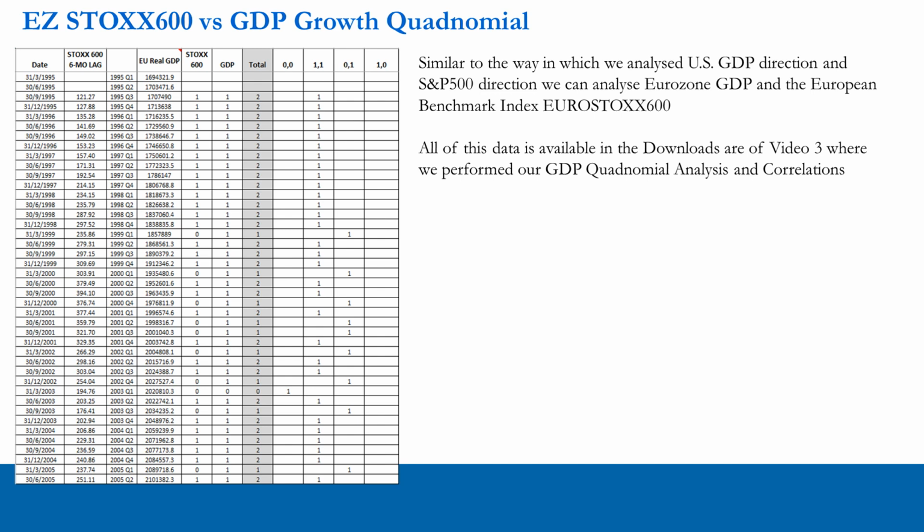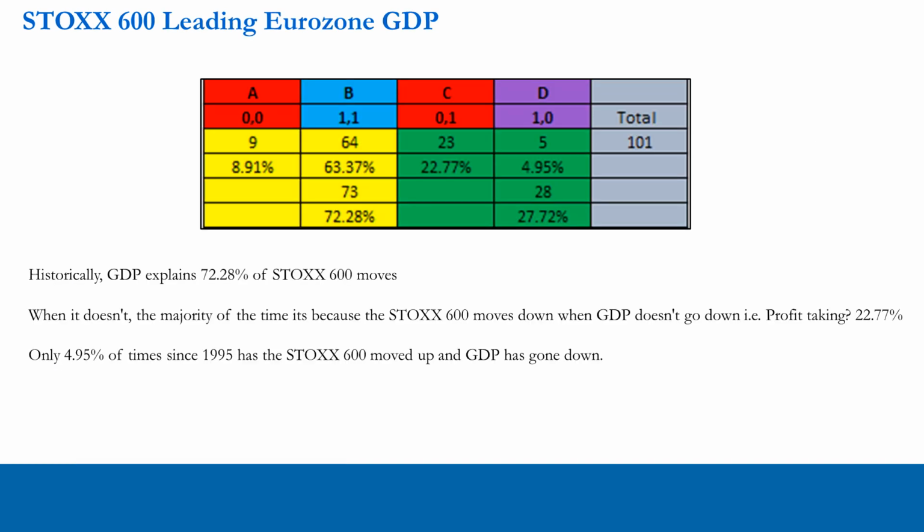We went through the quadnomial analysis and correlations with S&P 500 and US GDP, and did this for Eurozone and China as well in video number 3. So if you need a reminder of how all this is put together and how it all works, just go back to video number 3, rewatch that and relearn the information. At a good pace, you'll start to understand it and you'll get it eventually.